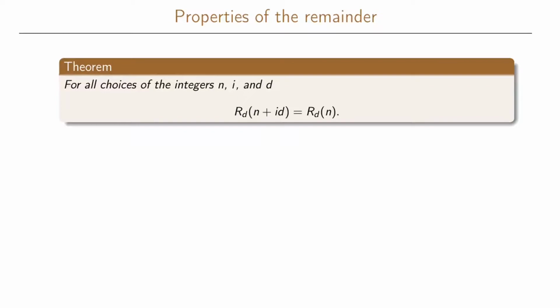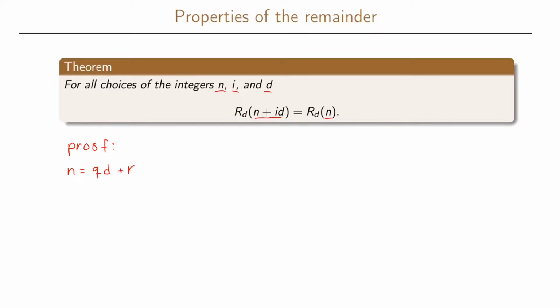For the remainder we have the following property. For all choices of the integers n, i, and d, the remainder when we divide n plus id by d is the same as the remainder when we divide n by d. We can prove this as follows. What we have from the beginning is that we can write n equals qd plus r.